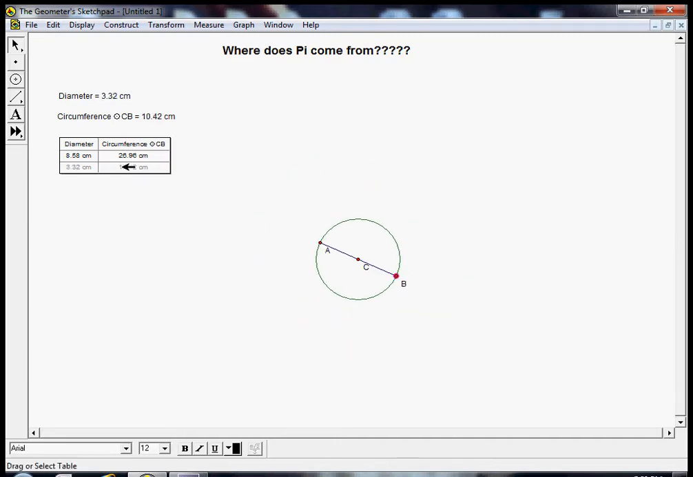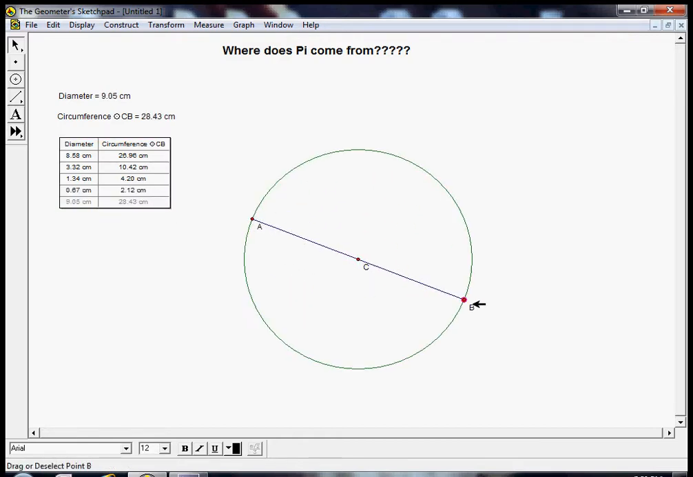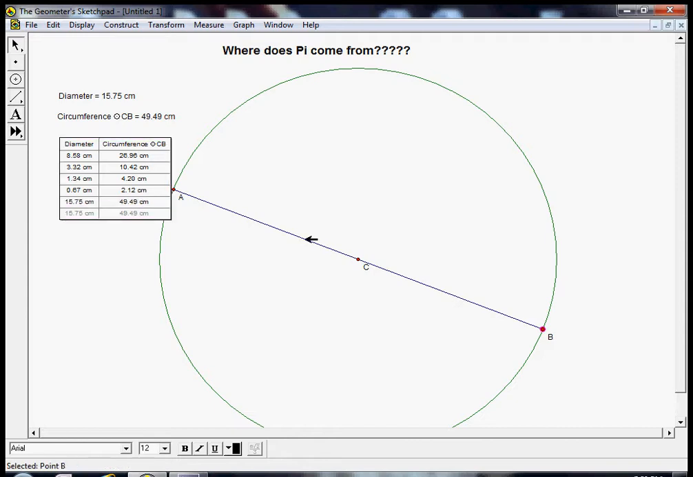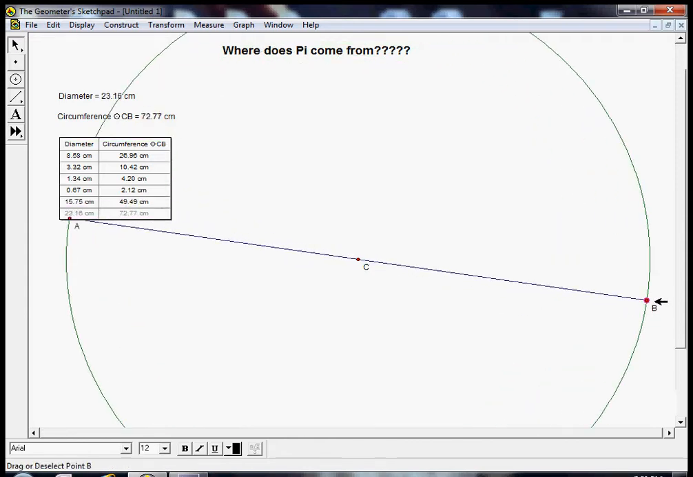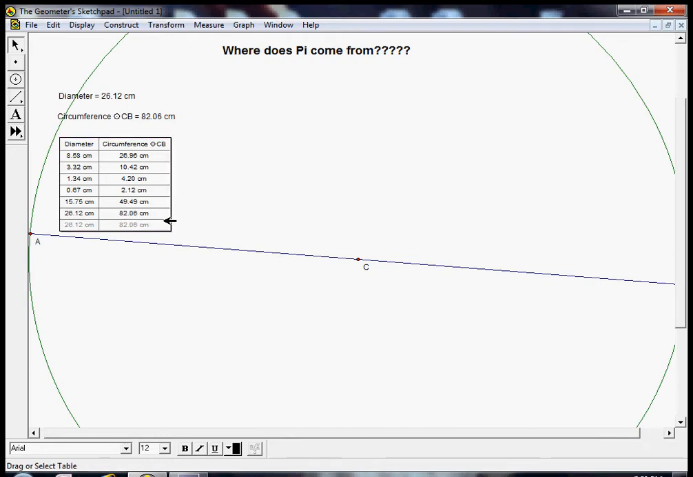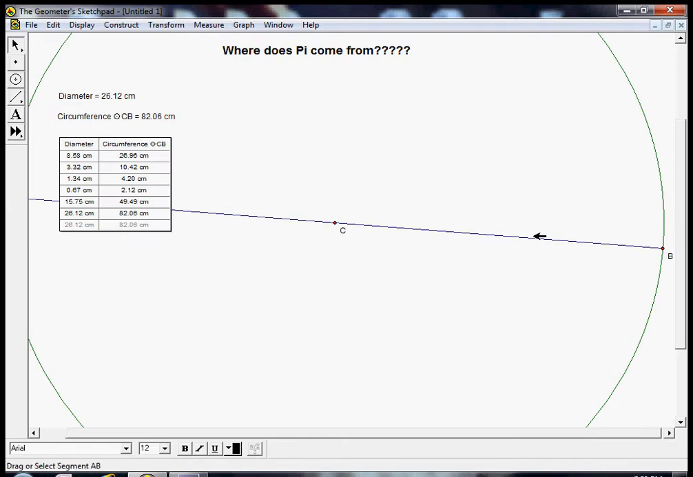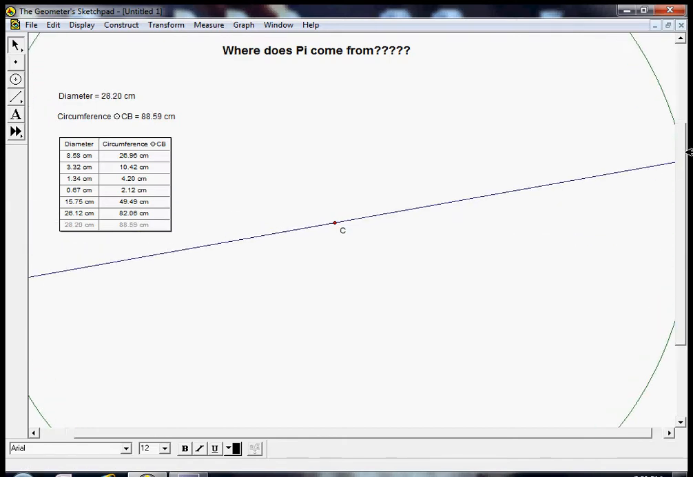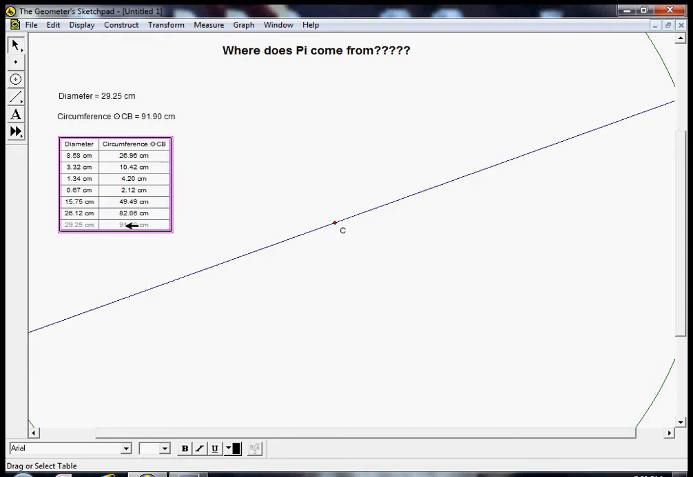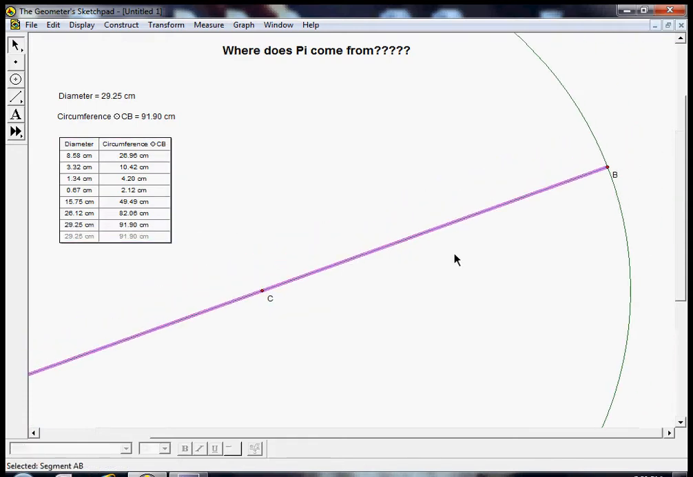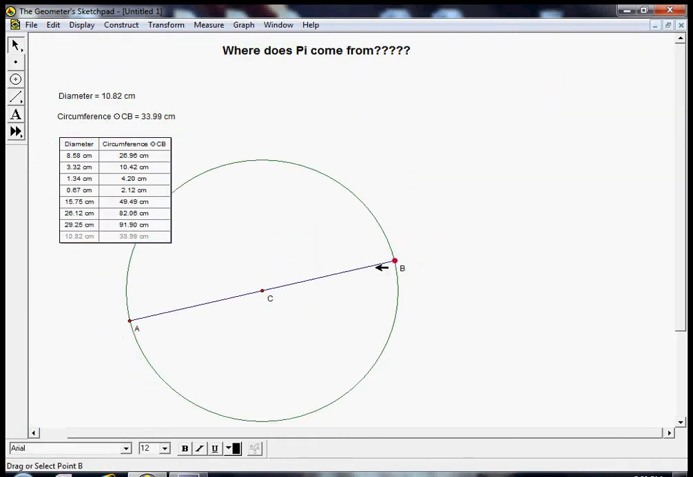Make one a little smaller, and I'll make one really small, and I'll make one even smaller than that, and then I'll make some larger ones. So here's a larger one. And let's do a really huge one. There we go. And maybe one more. So now I have measured a whole bunch of circles.